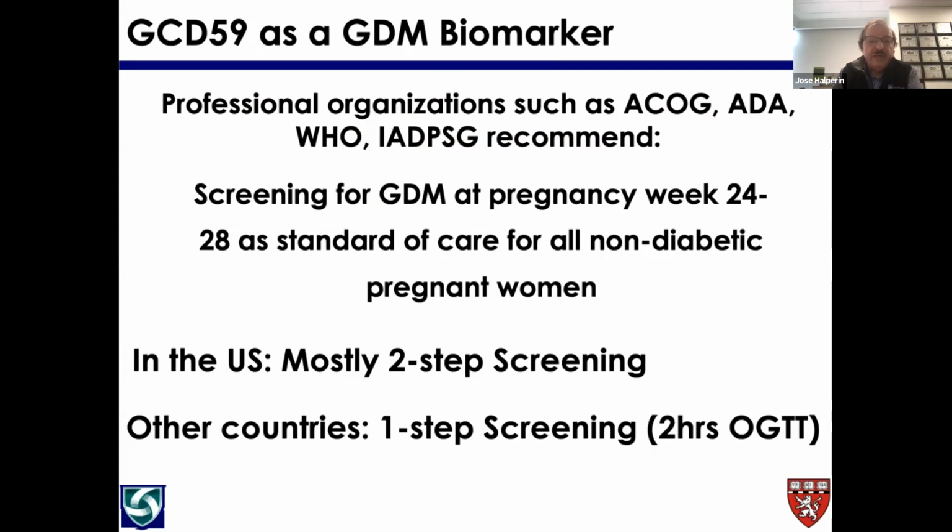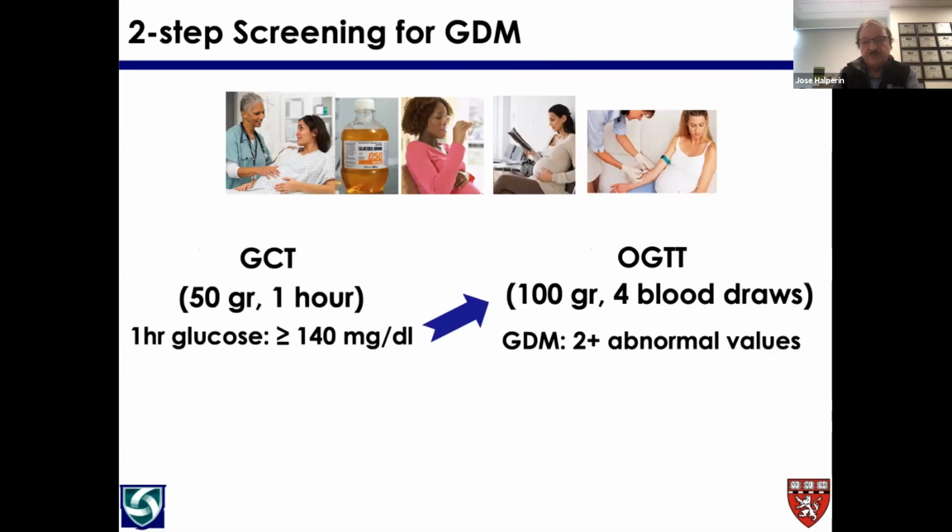So the 2-step screening consists of a first test. The pregnant woman drinks 50 grams of glucose, and there is one measurement 1 hour after the load. If that fails, meaning the glucose 1 hour after the load is higher than 140 milligrams per deciliter, then the pregnant woman undergoes an OGTT that consists of 100 grams of glucose and 4 blood draws. And to diagnose GDM, there is a need of 2 or more abnormal values.